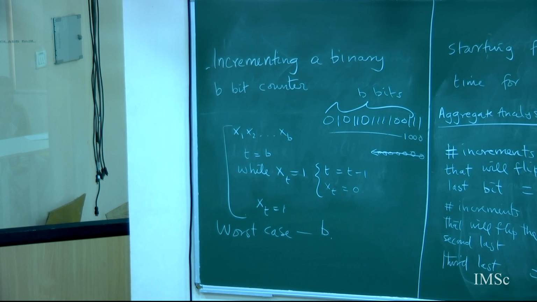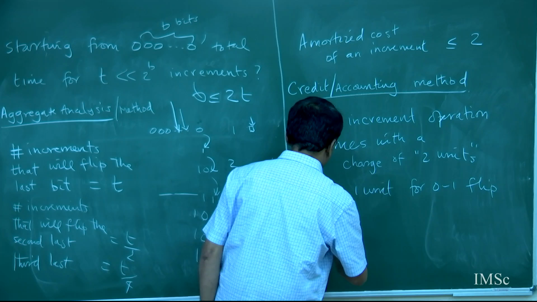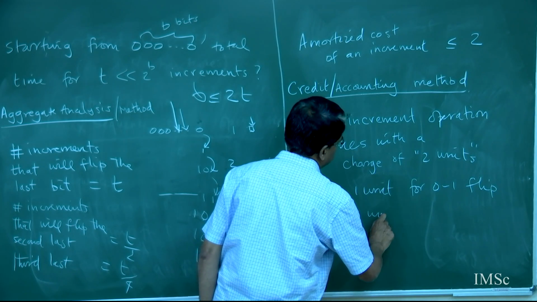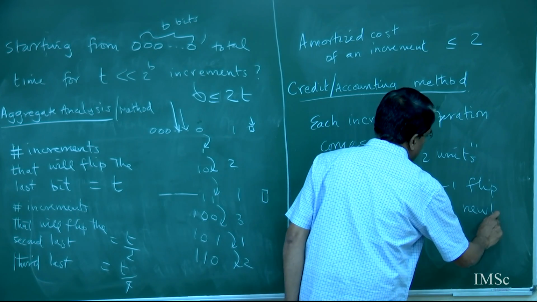So pay 1 unit for 0 to 1 flip and put 1 unit of charge on the newly created one.